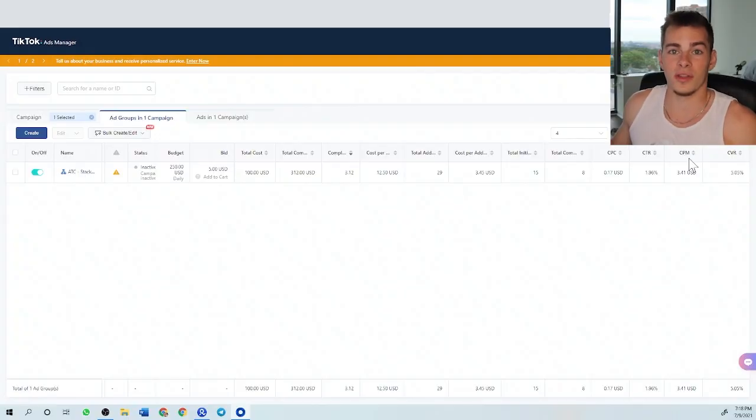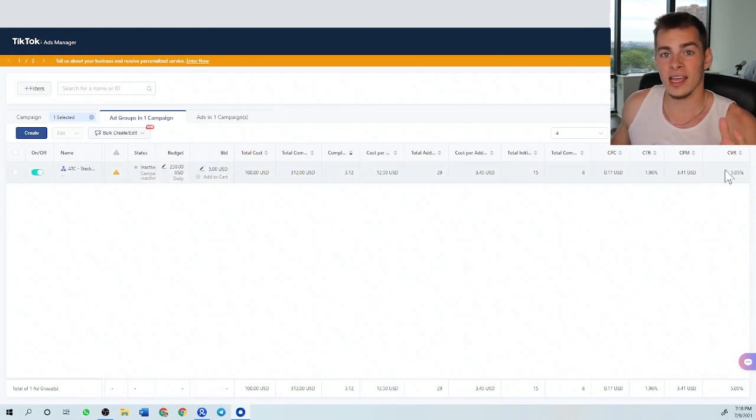A click-through rate of anything above 1% is usually fair game as well. And typically you want those CPMs to be below $5, right? If you were cool spending more than $5 for your CPM, you would just be on Facebook. And typically anything above a 1% conversion rate is also fair game to move on to phase 2.